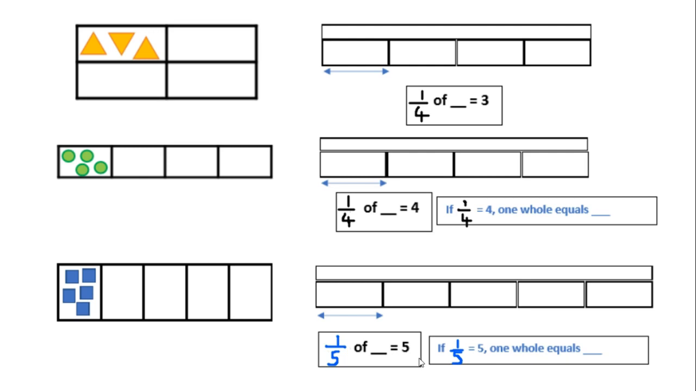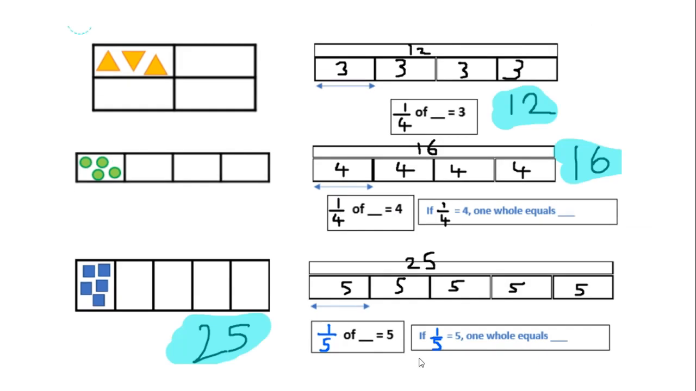Okay, I'm going to reveal the answers. So if you're still working, pause the video. Okay, the answers are highlighted in blue. So 1/4 of 12 is equal to 3. Okay. 1/4 of 16 is equal to 4. 1/5 of 25 is equal to 5.